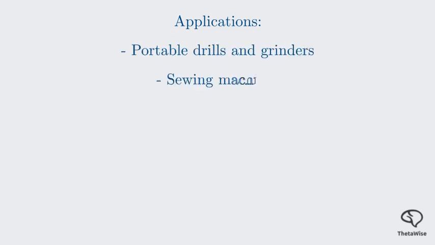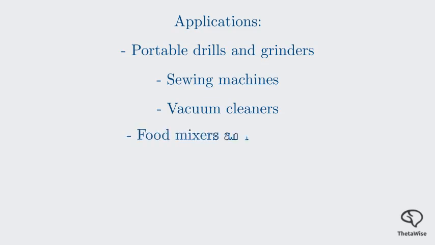Applications for universal motors are everywhere you need high torque in a compact package. Think of portable drills and grinders, sewing machines, vacuum cleaners, and food blenders. Because they can operate on standard AC mains and provide excellent performance, they are indispensable for these kinds of tools and appliances. We have now covered the construction, operation, characteristics, and applications of the universal motor.